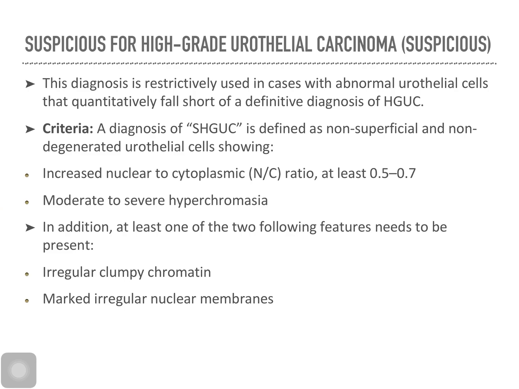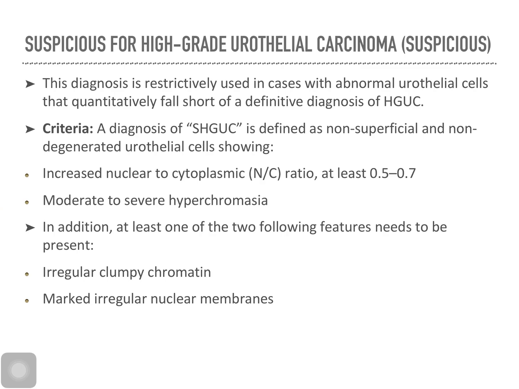Next, coming to suspicious for high-grade urothelial carcinoma. This diagnosis is restrictively used in cases with abnormal urothelial cells that quantitatively fall short of a definitive diagnosis of high-grade urothelial carcinoma. Coming to the criteria, a diagnosis of suspicious for high-grade urothelial carcinoma is defined as non-superficial and non-degenerated urothelial cells showing either increased NC ratio or moderate to severe hyperchromasia. In addition, there are minor criteria, of which at least one of the two should be present: irregular clumped chromatin or marked irregular nuclear membrane.